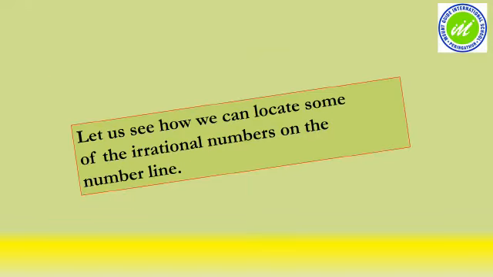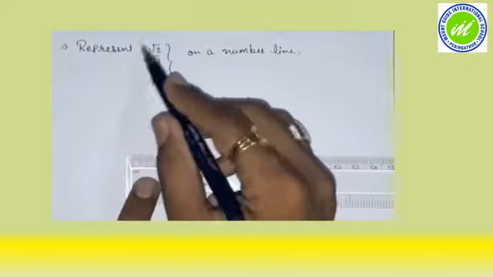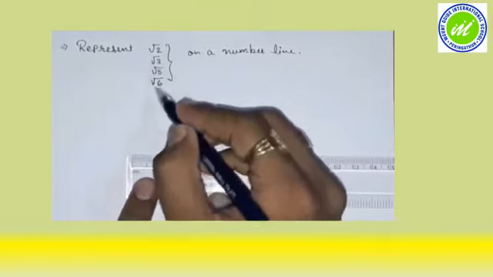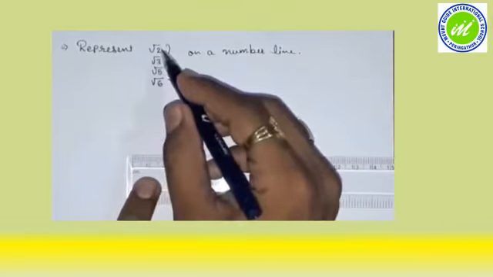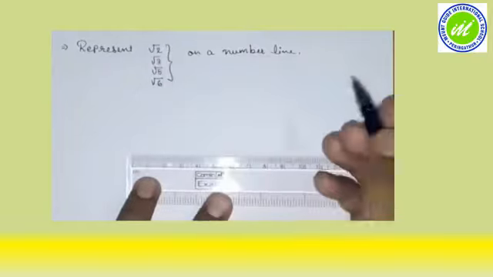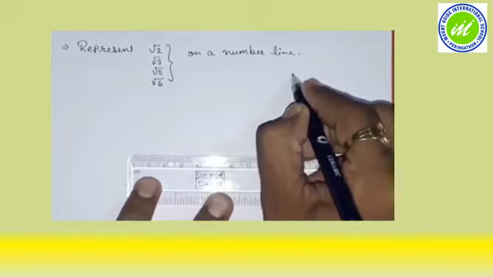Let us see how we can locate some of the irrational numbers on the number line. First, we know we don't have these numbers on our scale. So we have to draw an imaginary right angle triangle, and we have to find out the distance of root 2 on that number line. Look here, I am drawing a rough figure for that.